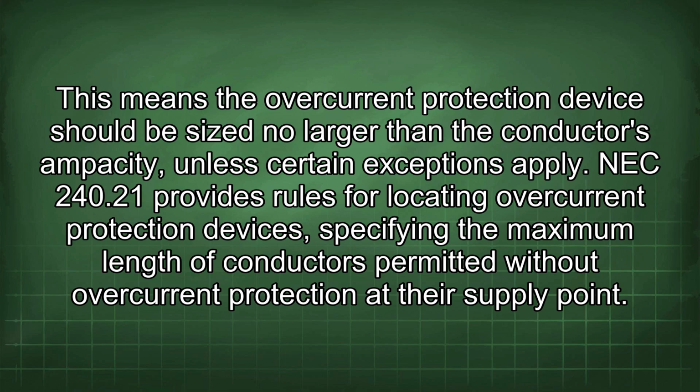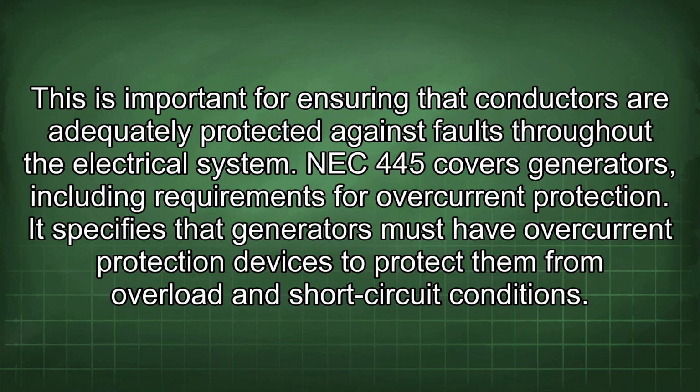NEC 240.21 provides rules for locating overcurrent protection devices, specifying the maximum length of conductors permitted without overcurrent protection at their supply point. This is important for ensuring that conductors are adequately protected against faults throughout the electrical system. NEC 445 covers generators, including requirements for overcurrent protection. It specifies that generators must have overcurrent protection devices to protect them from overload and short-circuit conditions.